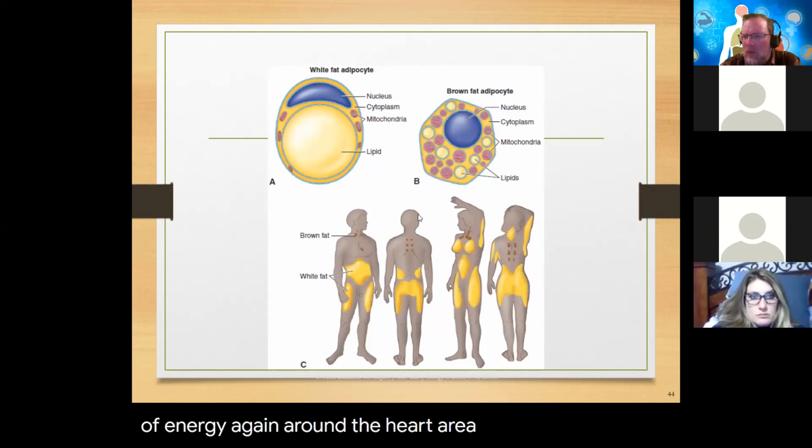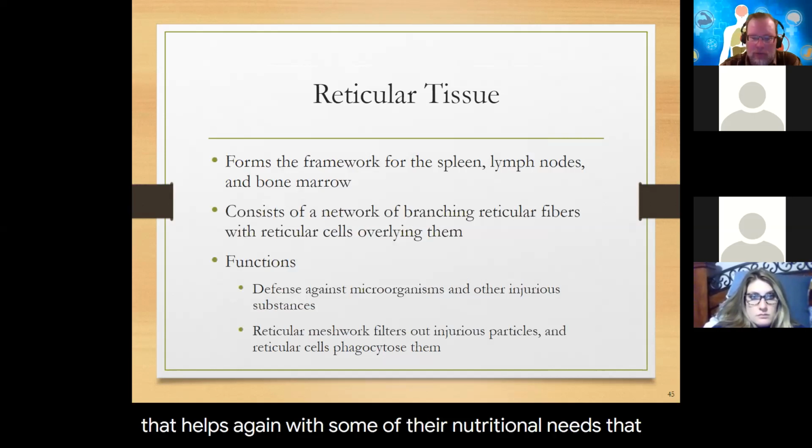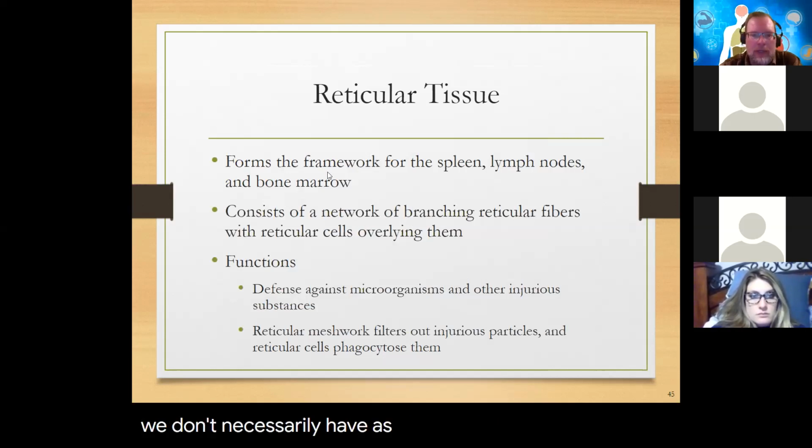Brown fat also: babies, newborns, fetuses and newborns have the brown fat that helps again with some of their nutritional needs that we don't necessarily have as we get older, or at least in the extreme that they do. So anyway, reticular tissue, fat generally we think of as being yellow.